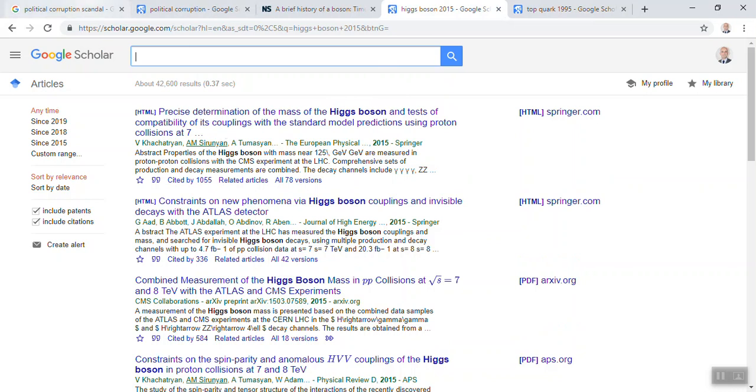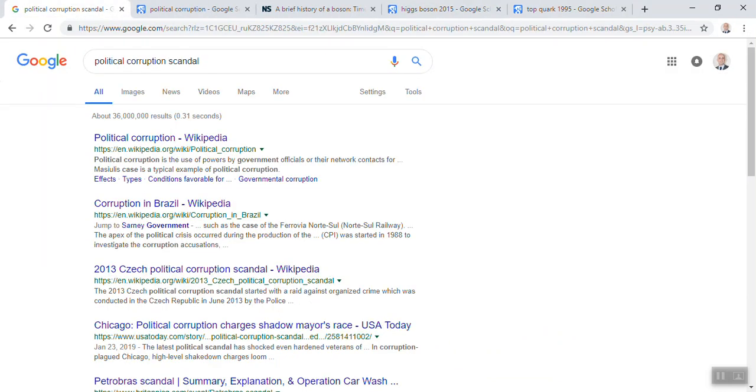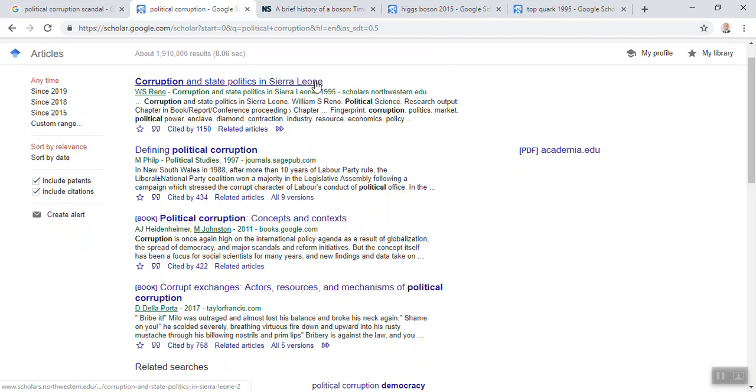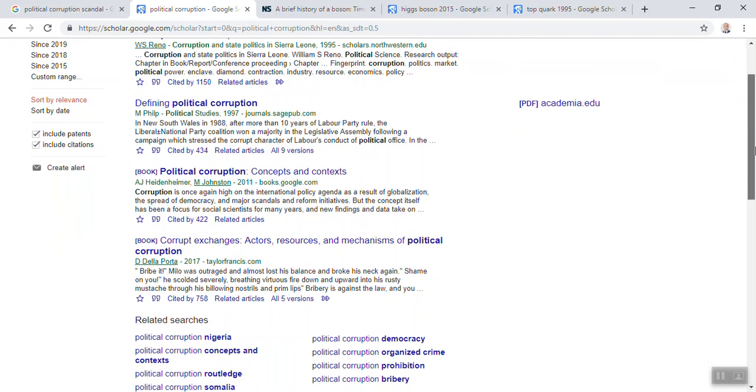Okay, so you guys aren't going to be researching the Higgs boson. You'll be doing something like political corruption, for example. So if you go to Google Scholar and put in political corruption, here we can see some really important things. 1,150, that's enormous, again, for something like this. But that might not be what you're looking for, Sierra Leone. So it might be useful, might not be.